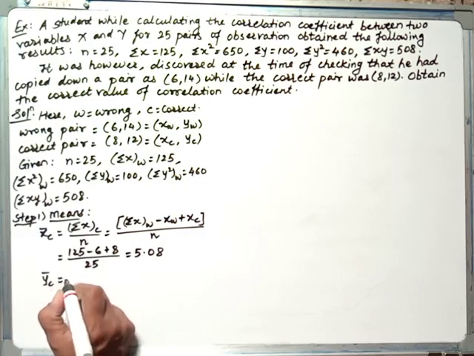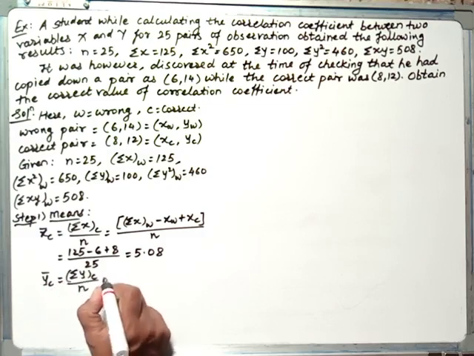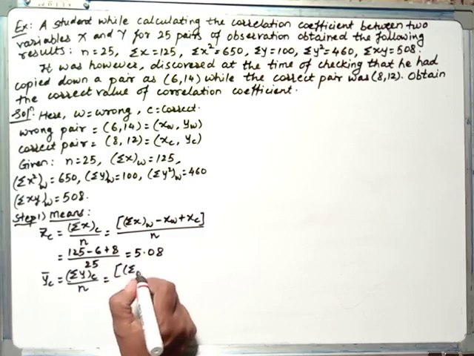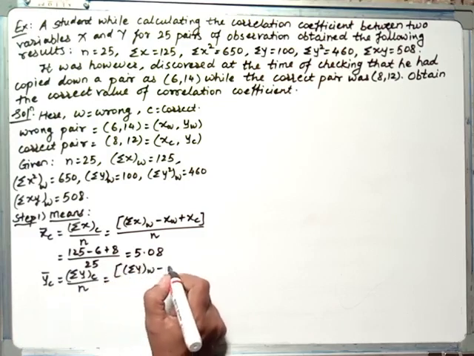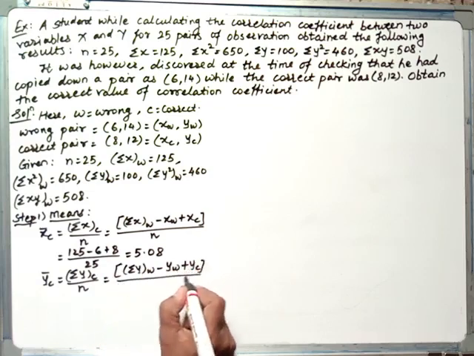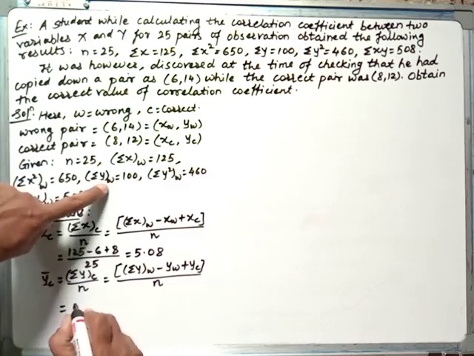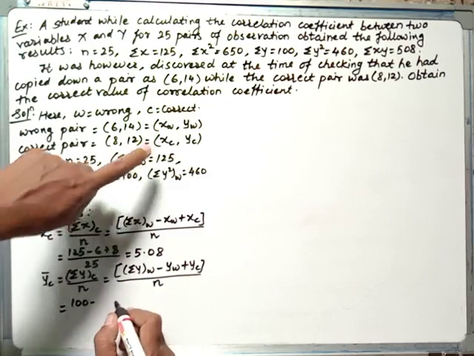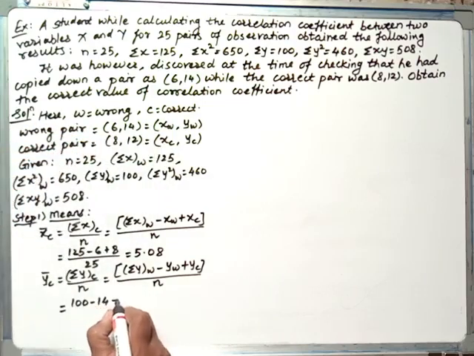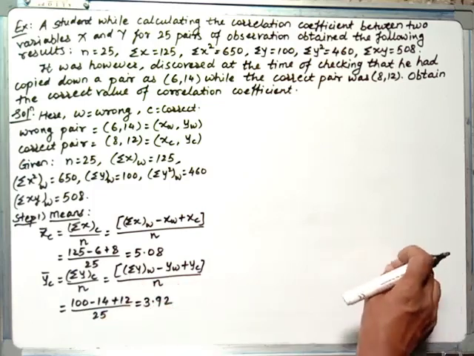Similarly, yc bar is summation y correct upon n. So it is summation y wrong minus y wrong plus y correct upon n. What is summation y wrong? It is 100 minus yw, which is 14, plus 12, upon 25. This simplification gives us 3.92.